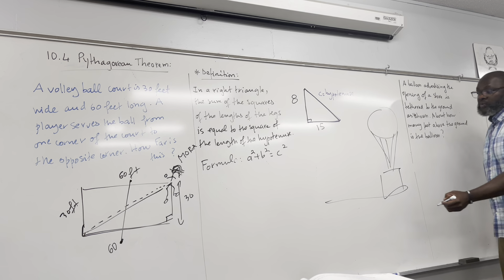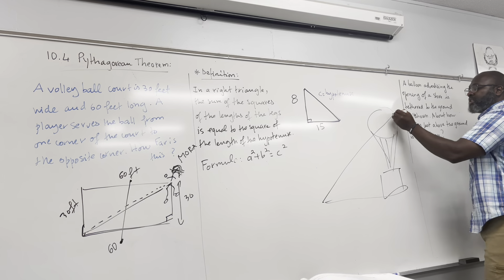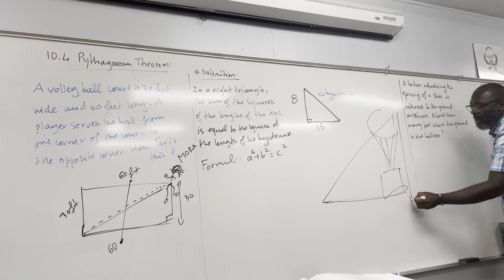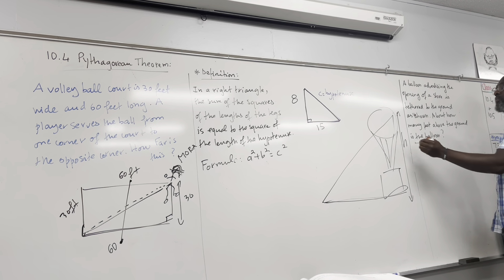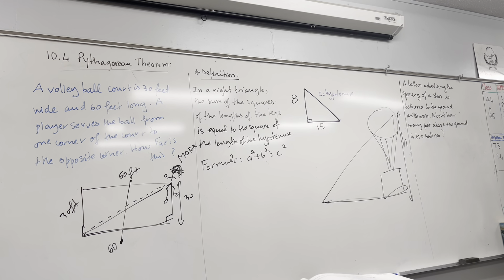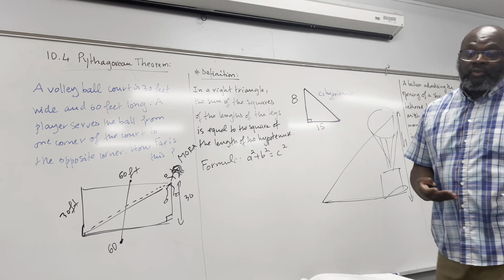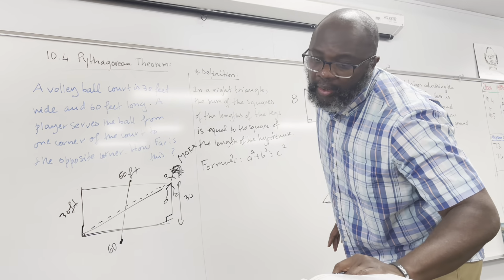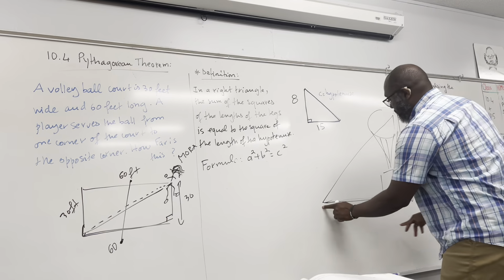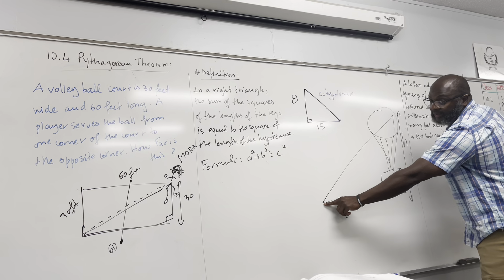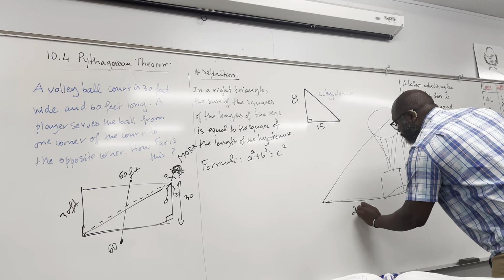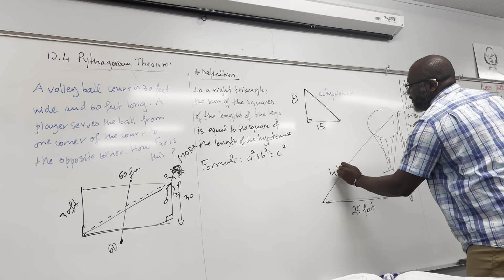So what are they looking for? This is the balloon here, tethered to the ground. They want to know how far above the ground the balloon is. They want to know the height. That's what they want to find. Now we are given some things in the book. We are told that the distance between the rope and where this is here is 25 feet, and this is 45 feet.